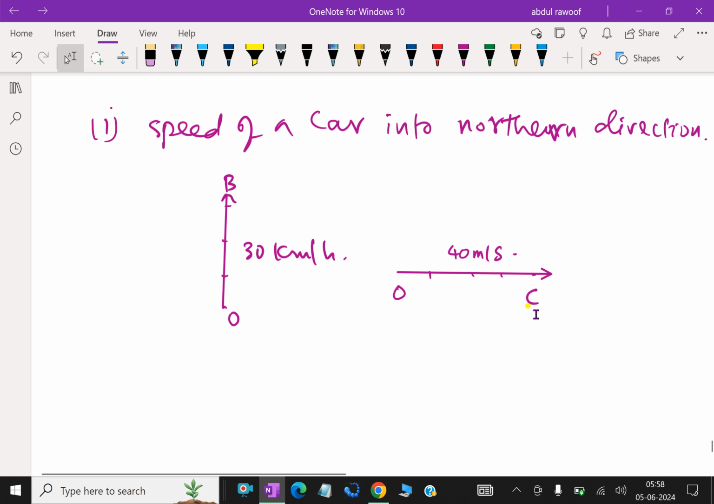So far we have discussed what scalars and vectors are, what their magnitude is, and how to represent them in a figure in terms of position vectors.